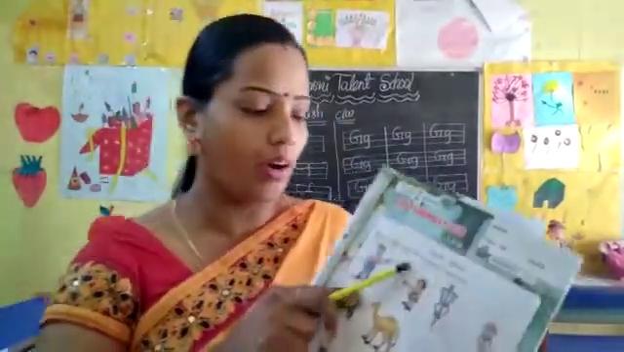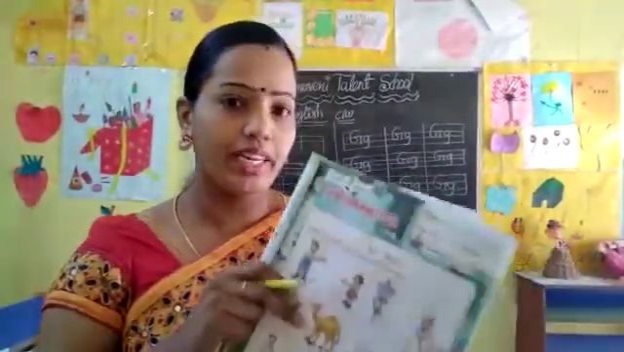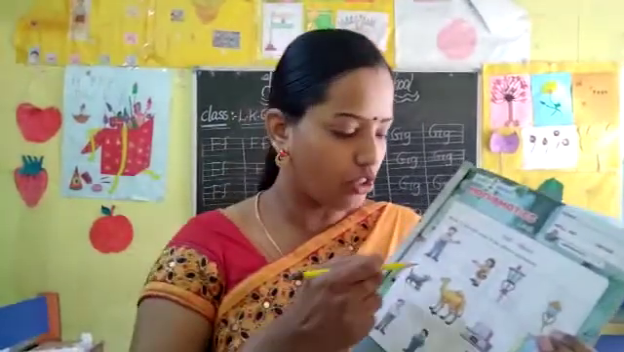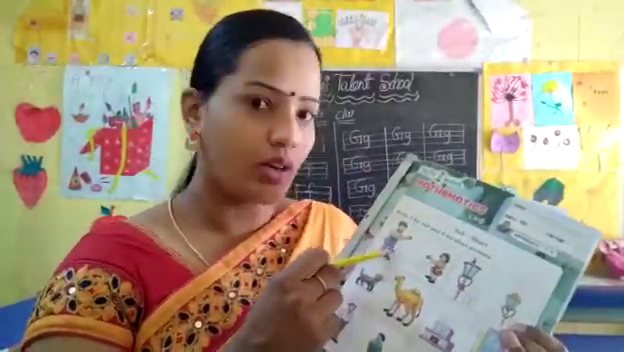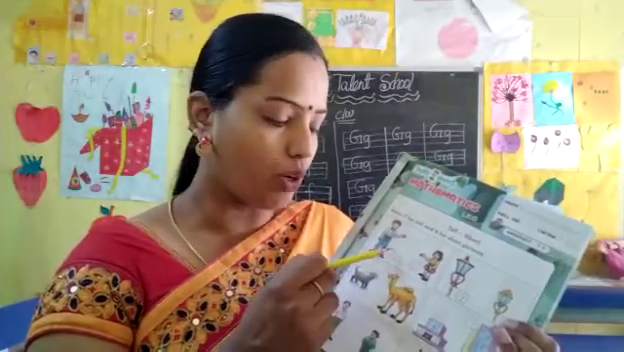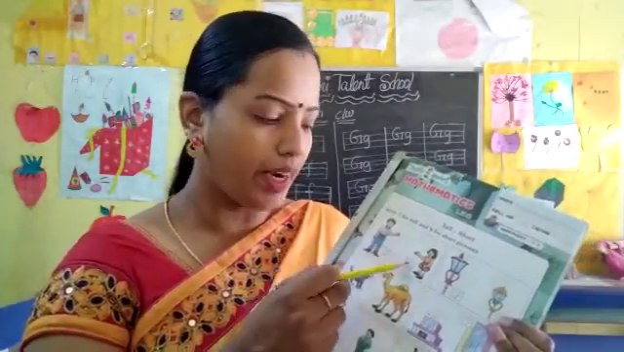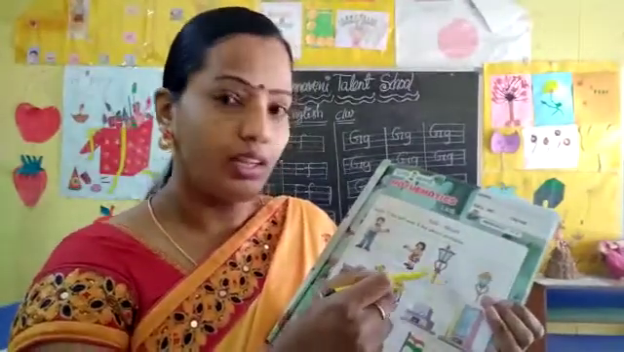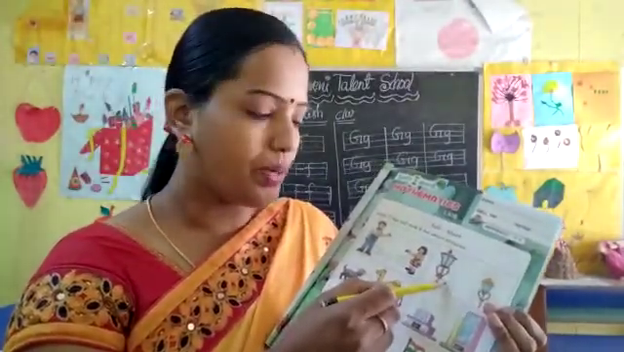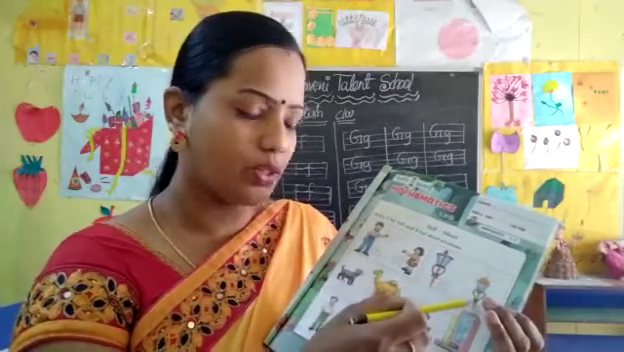Write T for tall and S for short. We have to write T for tall pictures and S for short pictures. See here, here a girl and boy are there. Who is tall? Boy is tall and girl is short. We have to write here T for boy and S for girl. Okay, here two lamps are there. We should write T for tall pictures and S for small pictures.